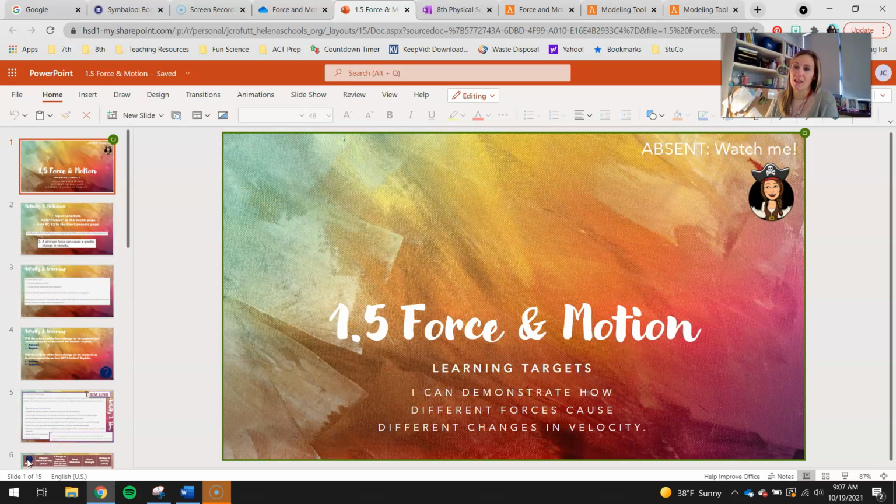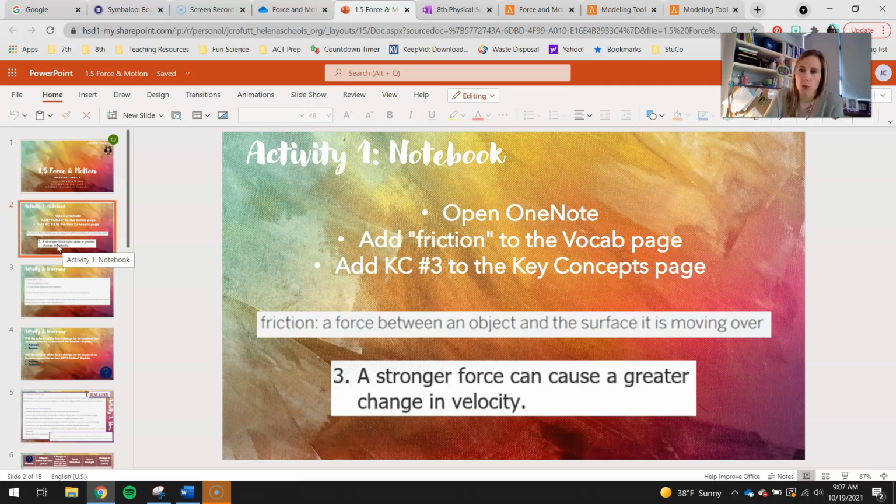So it's kind of a fun little challenge for you to try to figure out how to tweak these forces in order to get the exact change of velocity that you're required to. Okay, so with that being said, your learning target for today: I can demonstrate how different forces cause different changes in velocity. All right, your very first activity for today is, of course, your notebook.